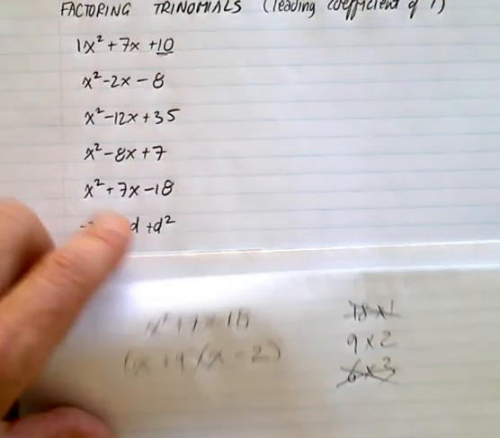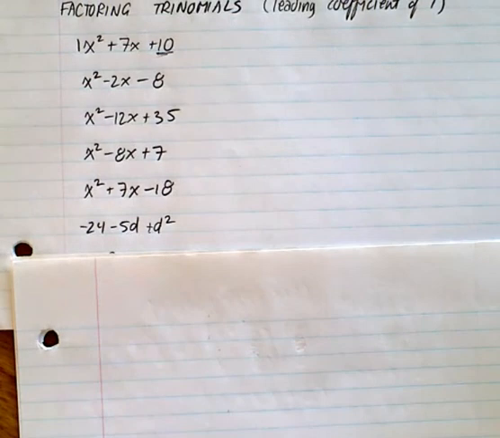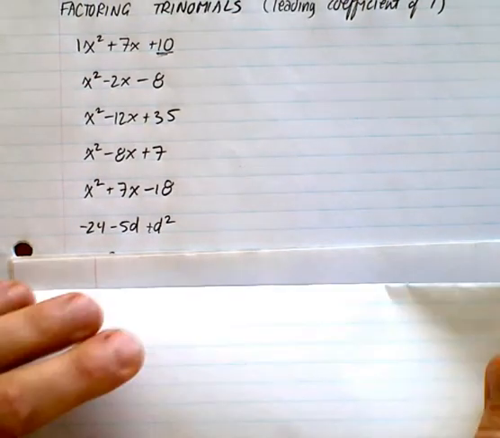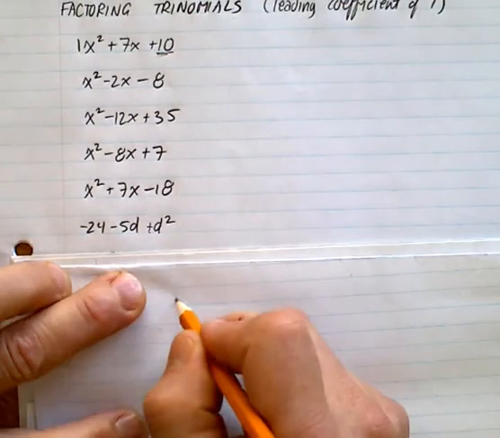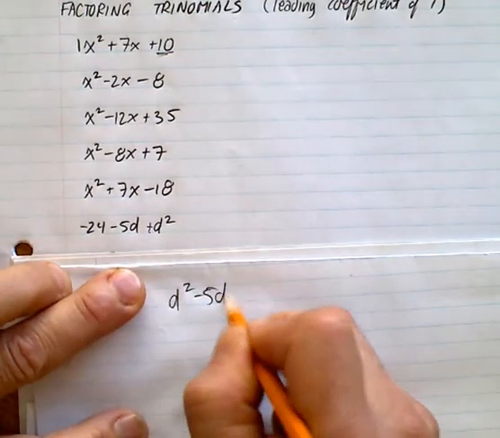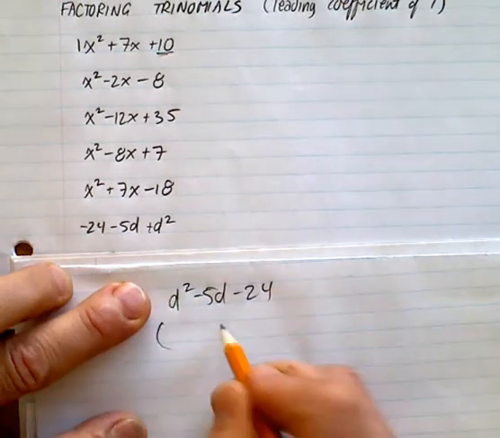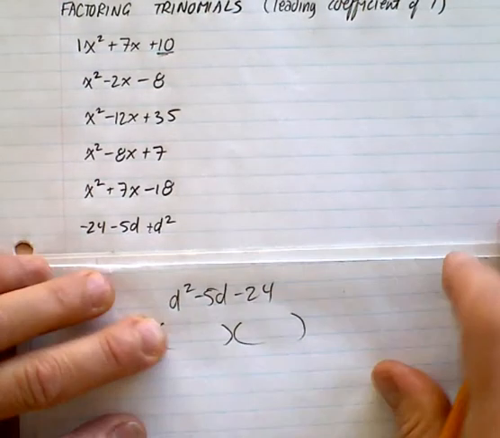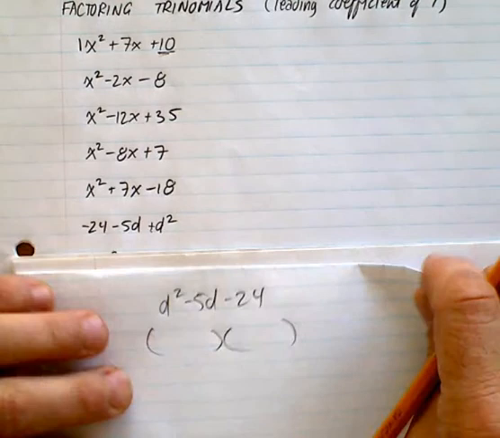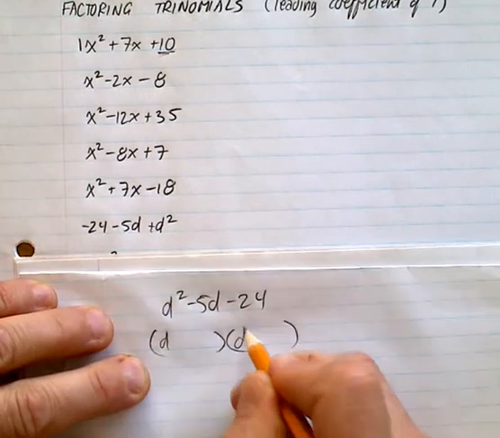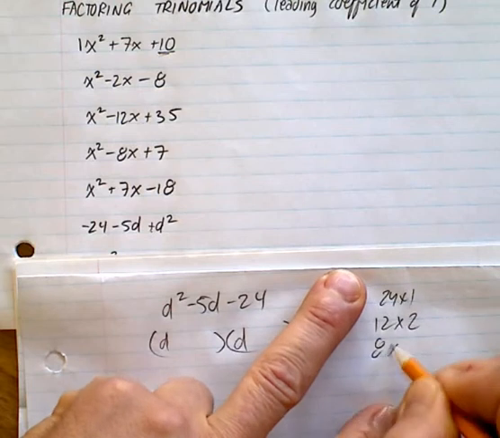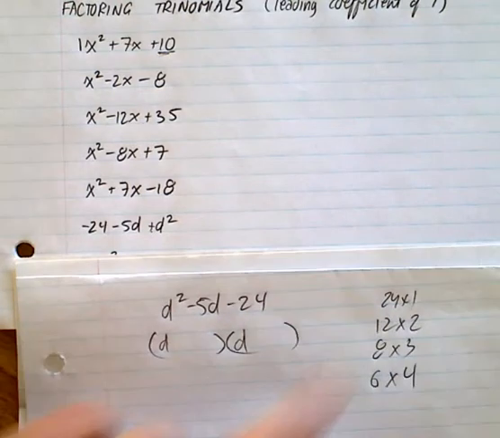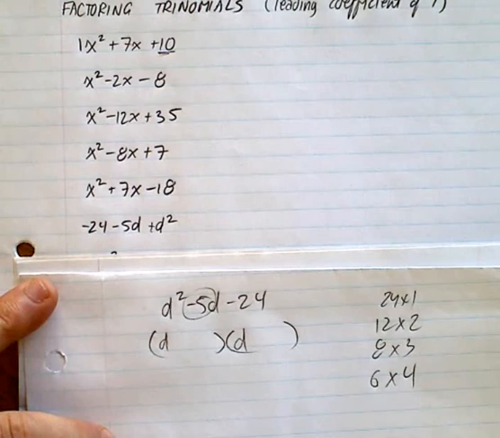Alrighty, well, here's another one. This might confuse you at first, but remember we talked about being in ascending order or descending order. This one's in the wrong order. Put it in the right order. There you go. And now, let's factor it out. Well, it's not going to be an x, is it? But it's going to be a d and a d. Now 24 times 1, we have 12 times 2, I have 8 times 3, and I have 6 times 4. Which of those is going to give me a negative 5, right?